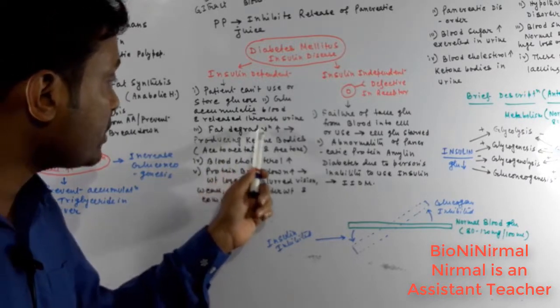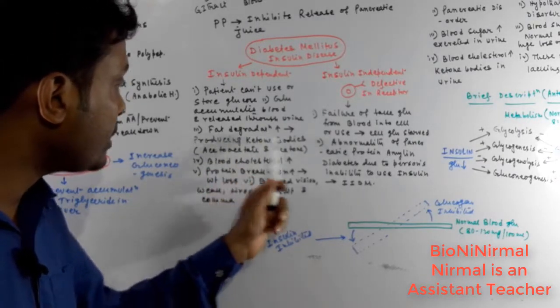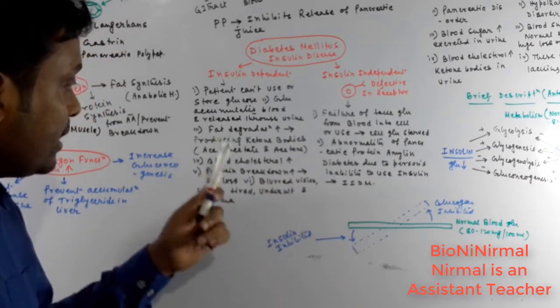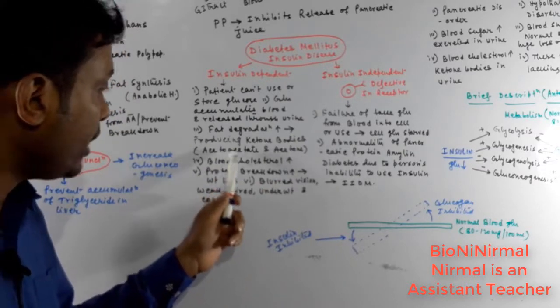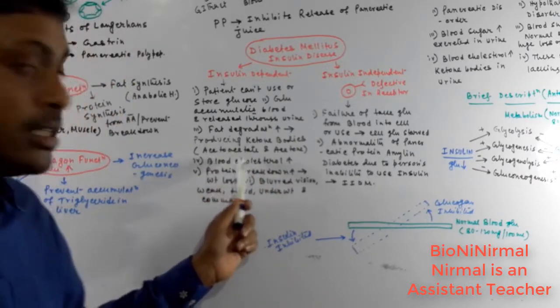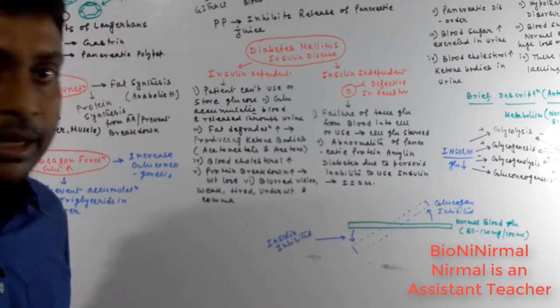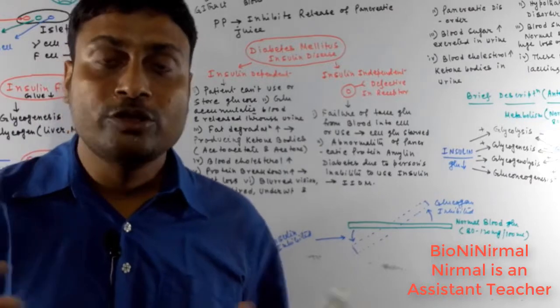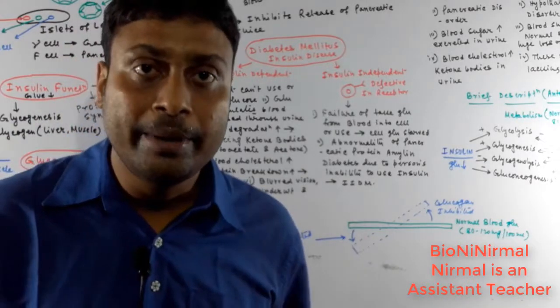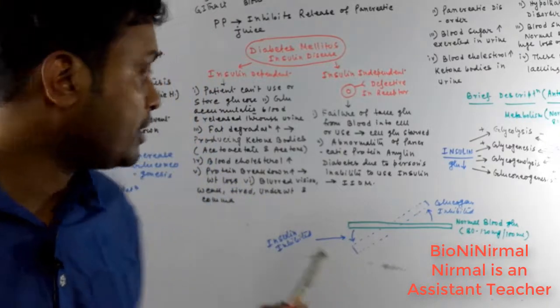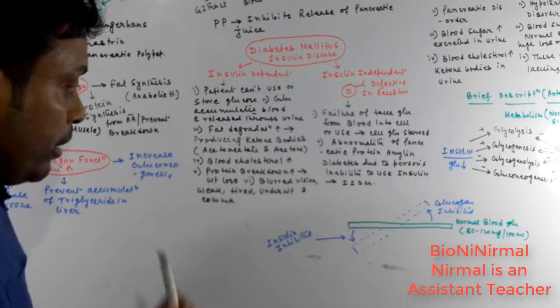And also this promotes fat degradation, so it produces ketone bodies in our body, and these ketone bodies are acetoacetate and acetone, and also this increases the blood cholesterol level, and also this increases protein breakdown. And since protein is a main building block in our body, the breakdown of protein causes weight loss.